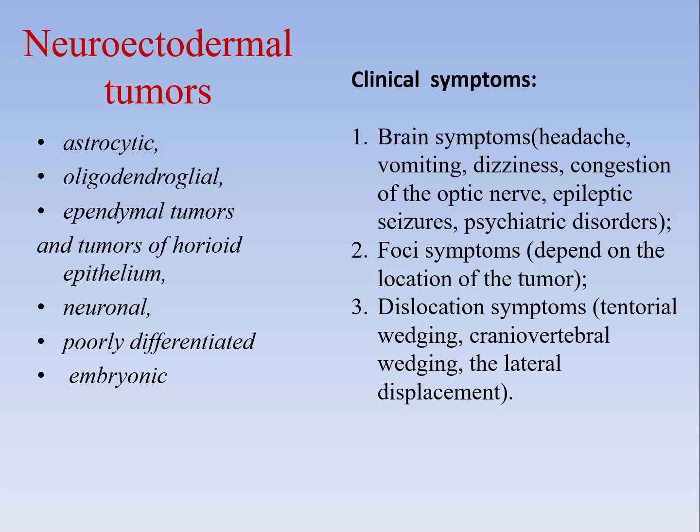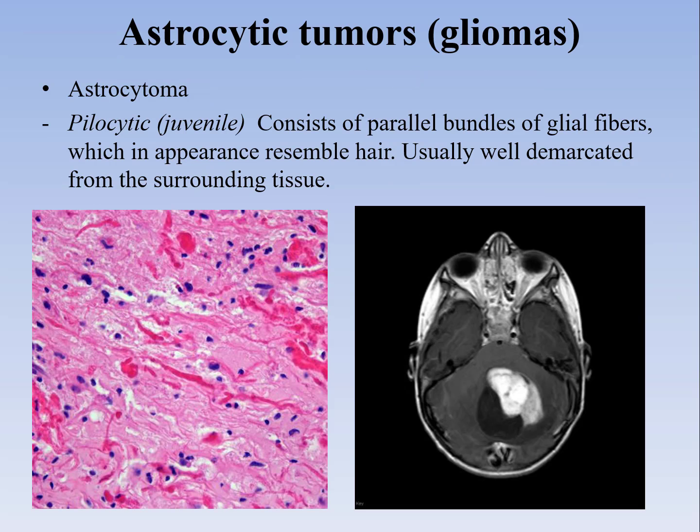Clinical symptoms are divided into three groups: brain symptoms, focal symptoms, and dislocation symptoms. Brain symptoms include headache, vomiting, dizziness, congestion of the optic nerves, epileptic seizures, psychiatric disorders. Focal symptoms depend on the location of the tumor. Dislocation symptoms are tentorial wedging, craniovertebral wedging, and lateral displacement.